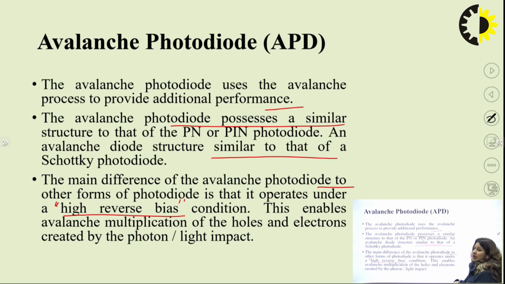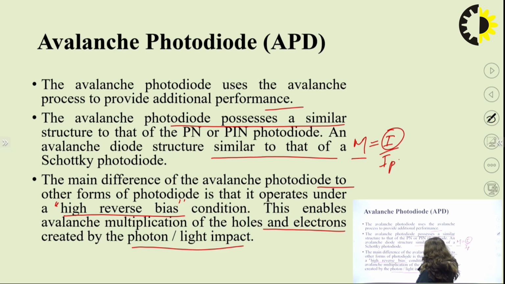This enables the avalanche multiplication process, and there is a multiplication factor given by M, which is equivalent to I upon IP. So in numerical problems, when we calculate the value of signal to noise ratio, I will be replaced by M into IP. This enables avalanche multiplication of the holes and electrons created by the photon light impact.